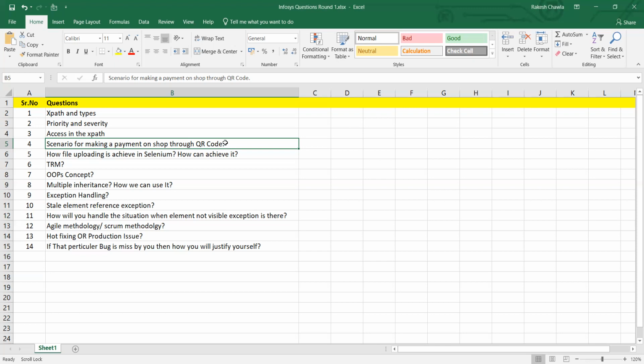Then TRM, okay, this is traceability matrix, right? What is the traceability matrix? What is the significance of the traceability matrix? Why should you have a traceability matrix, right?